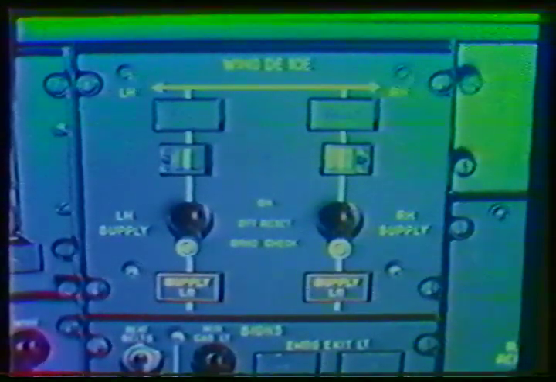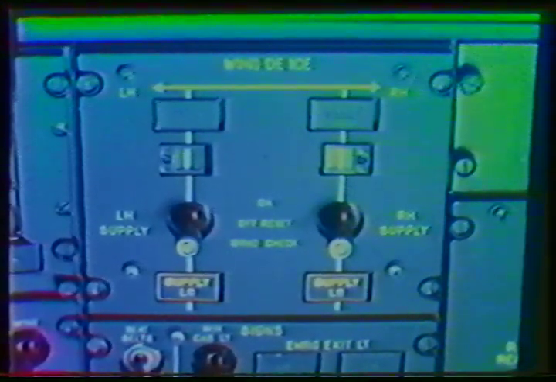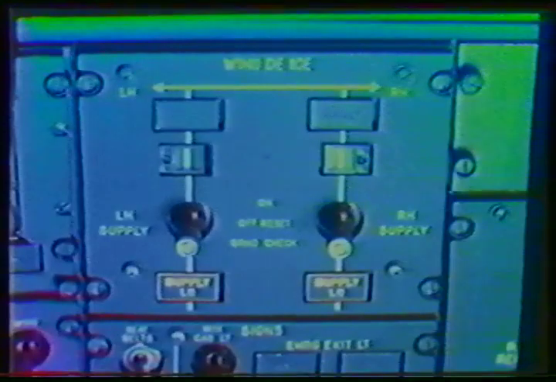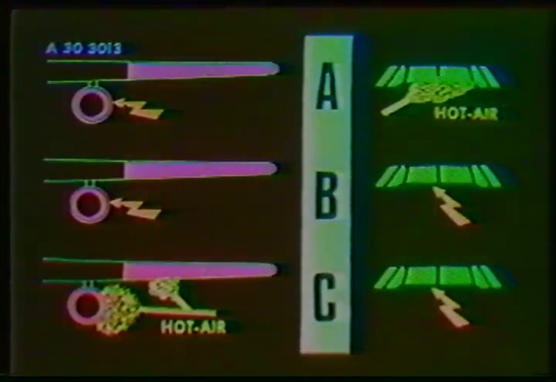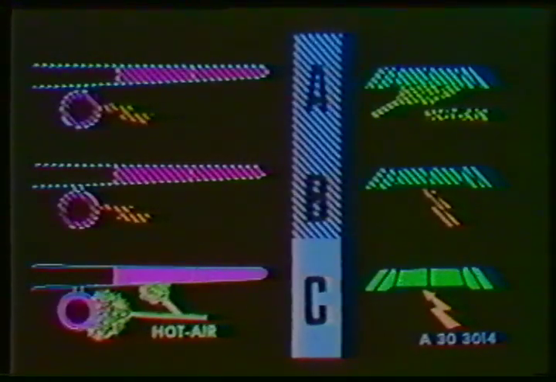The high-temperature safety device can be tested by pressing the light cap while holding ground check and observing that the valves close, as indicated by the magnetic indicator and the temperature high light illuminating. Remember, wing and nacelle de-ice use hot air, and windshield uses electrical power.